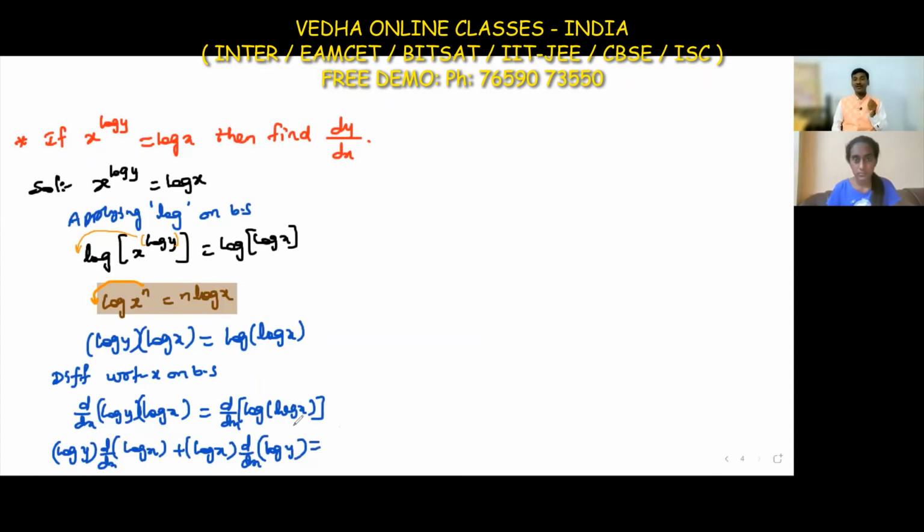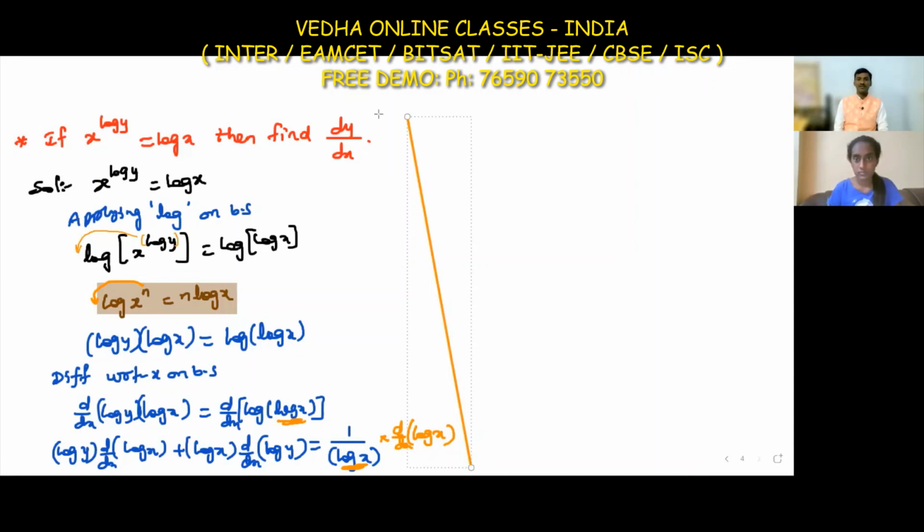Outside function is log, so the derivative is 1 by x, but in place of x we have log x. In place of x, if you have any other function, then we differentiate that function. Don't forget the internal derivative, the chain rule. Is it correct? Yes, sir. So d by dx of log x we apply.